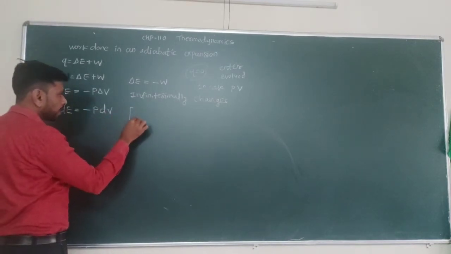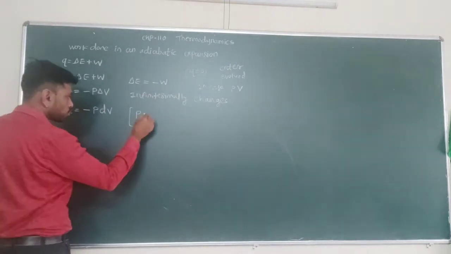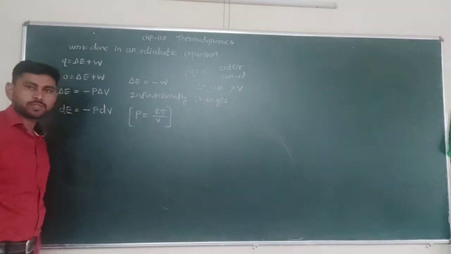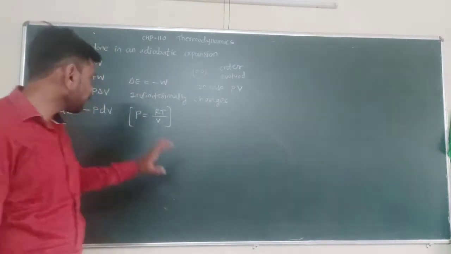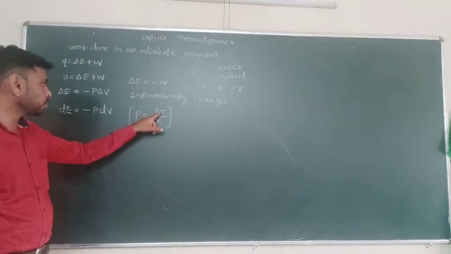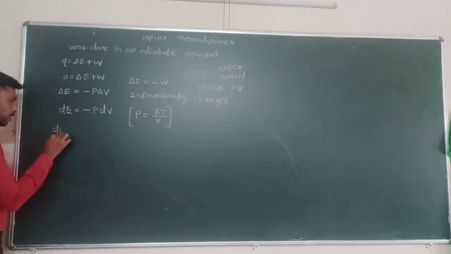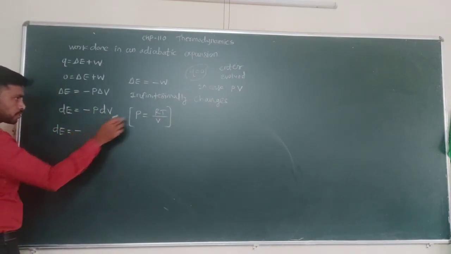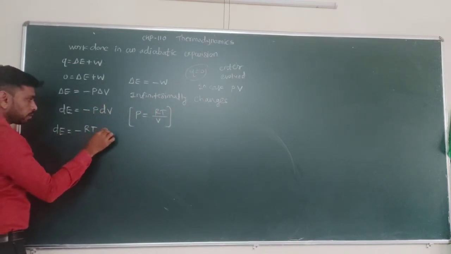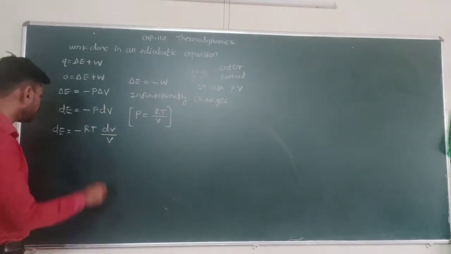Now here we know the ideal gas equation, PV is equal to RT for 1 mole of gas. So P is equal to RT upon V, from the ideal gas equation. You know PV is equal to RT for 1 mole of ideal gas. So substituting this value of P here, dE equal to minus RT dV upon V.